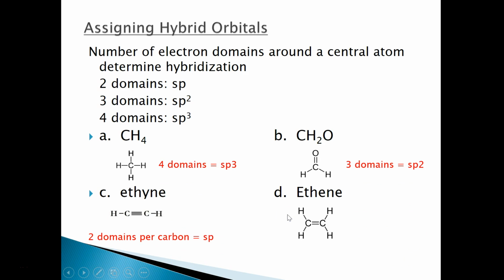Okay, and then finally for ethene, there's also 2 carbon atoms. We see that each carbon atom has 3 electron domains, so each one will have sp2 hybridization.